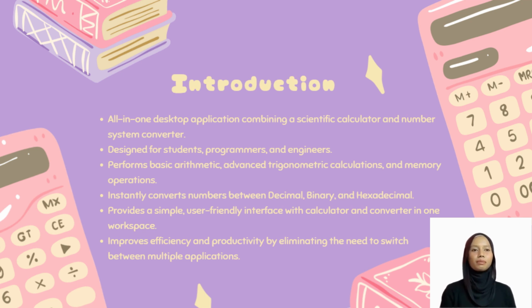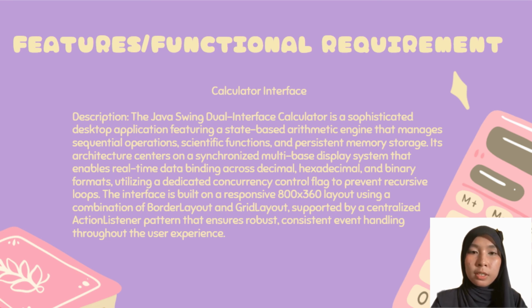The calculator supports basic arithmetic operations, trigonometric functions such as sine, cosine, and tangent, as well as memory functions for easier calculations. Besides that, the converter can instantly convert decimal numbers into binary and hexadecimal in real time, making the application faster and more convenient to use. Overall, Number System Studio provides a simple, user-friendly, and efficient interface that helps improve productivity by combining both tools into one application. Now let's move to the calculator interface.